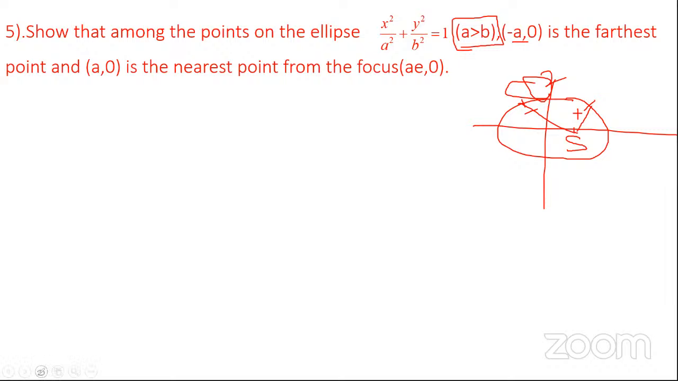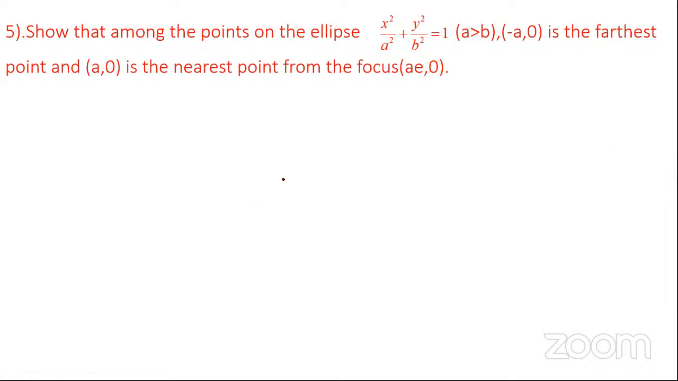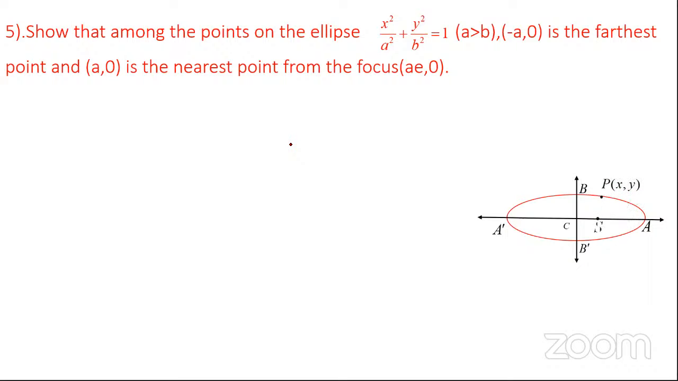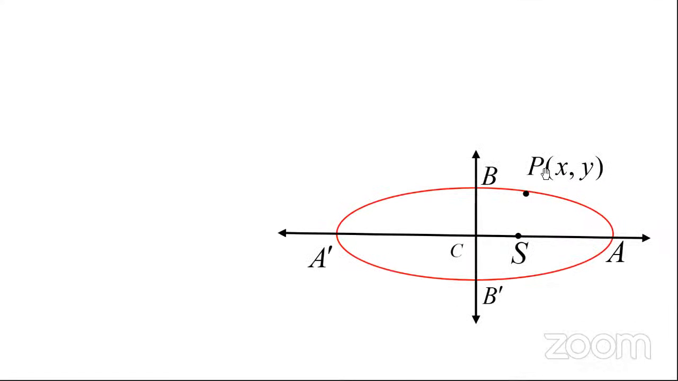The figure is like this. Observe this figure: A dash, B dash, and any point P, x comma y, lies on the ellipse. This is the focus. Before the solution, observe this: I am taking any point P on the ellipse, P x comma y, with the focus and the center C, where the length of the major axis is 2a and the length of the minor axis is 2b.